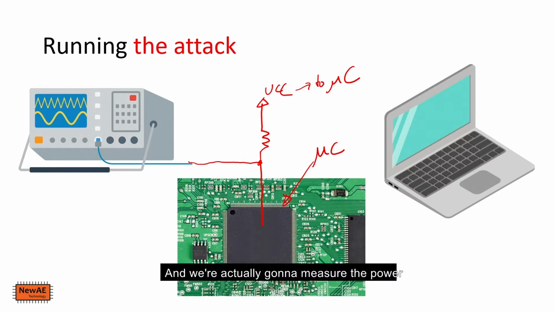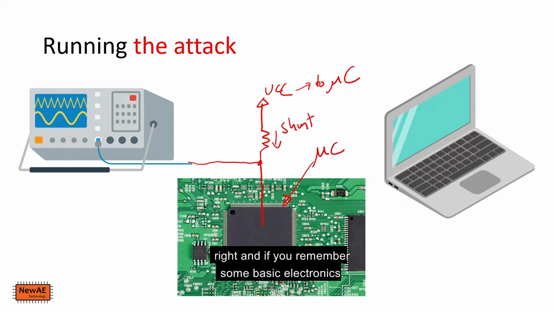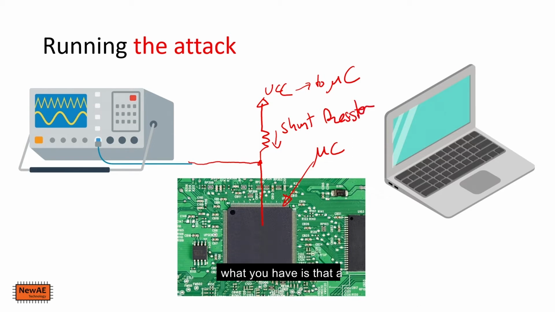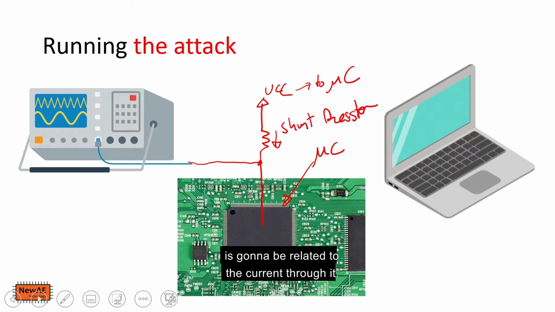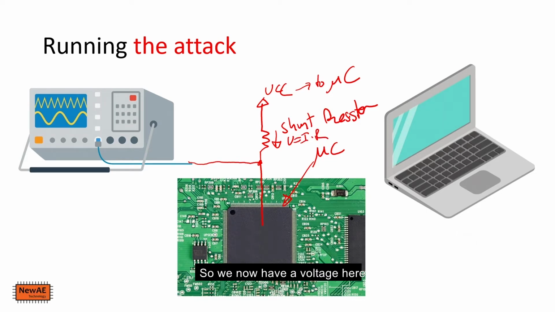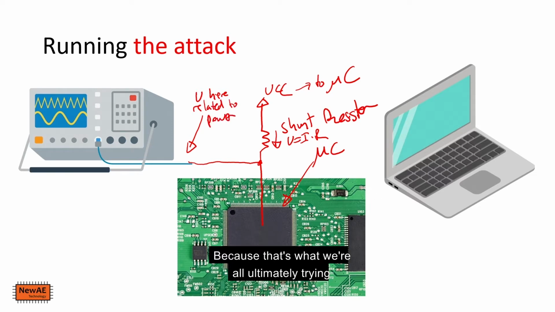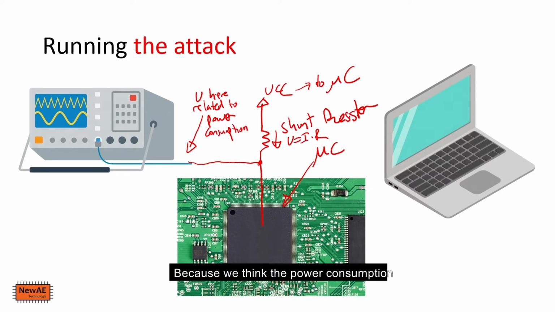And we're actually going to measure the power going into the microcontroller. So we have this shunt resistor here, right? And if you remember some basic electronics, the voltage across the shunt resistor is going to be related to the current through it. So we now have a voltage here that is related to the power consumption, because that's what we're ultimately trying to measure: the power consumption of the microcontroller, because we think the power consumption is going to be related to data.